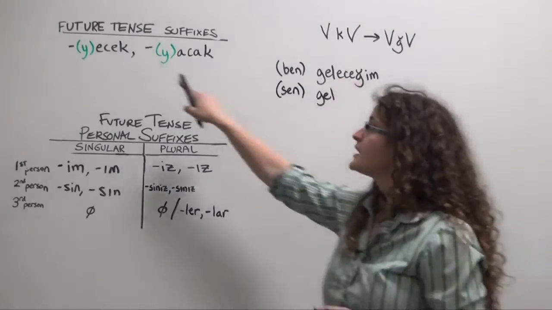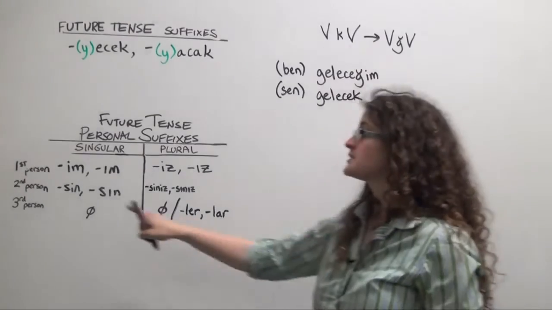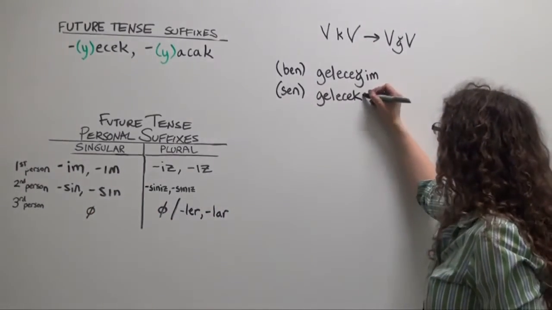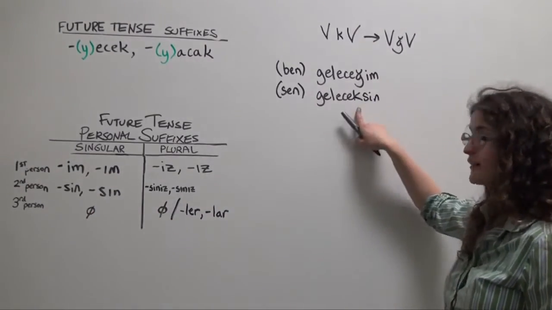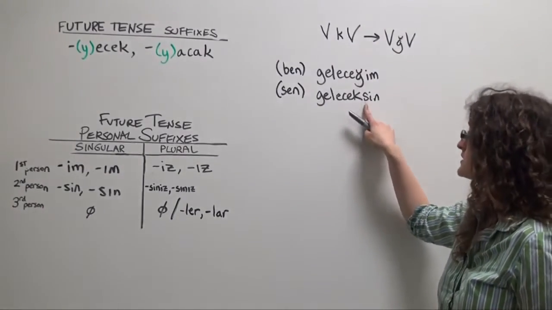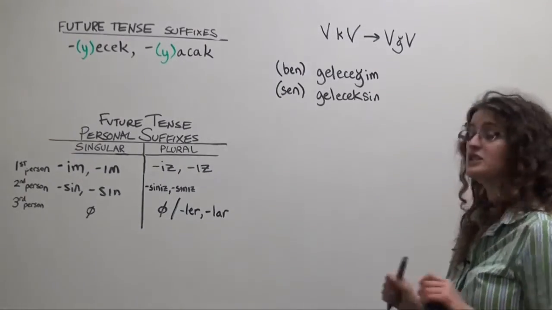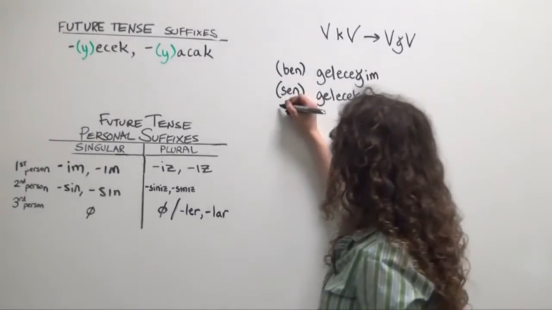Moving on, sen gel, ecek, sin. Now, do we have to change this K? We don't, because it's not between two vowels. It's got a consonant on its other side. So we'll let this be. Sen geleceksin, you will come.